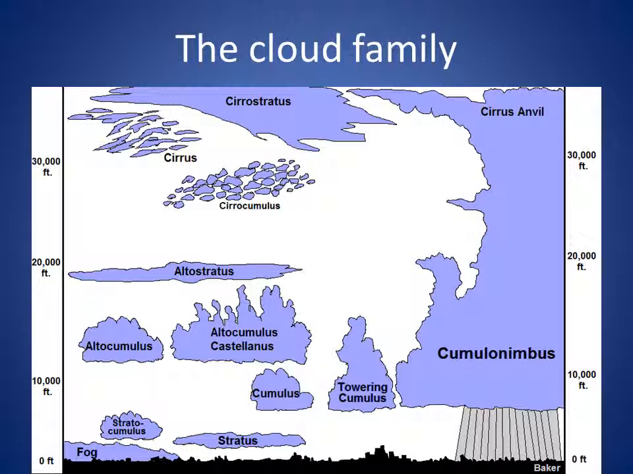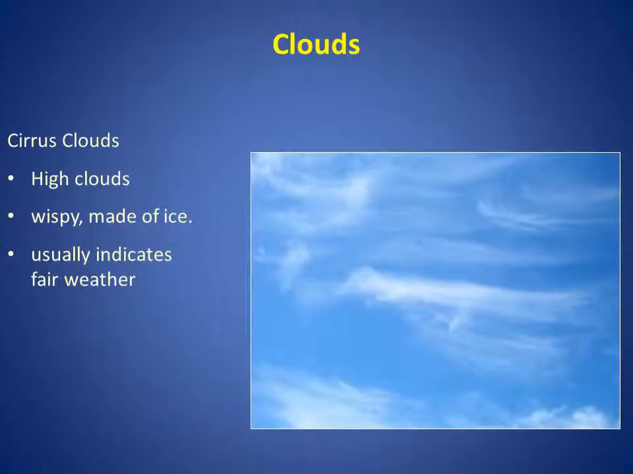Here's an image of the cloud family with cirrus type clouds at the high altitudes, alto type clouds such as altocumulus and altostratus at the mid layers, and stratus type clouds and cumulus at the lower elevations. Here is a photo showing cirrus clouds. They are high clouds. They're usually wispy, made of ice, and they are an indication of fair weather.